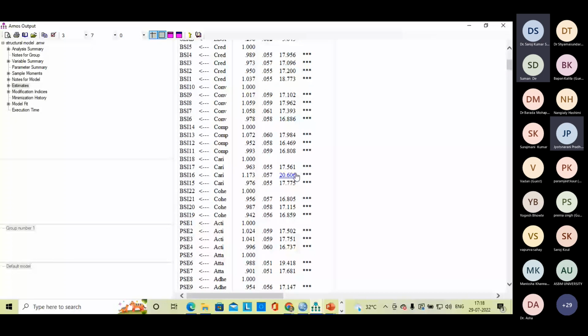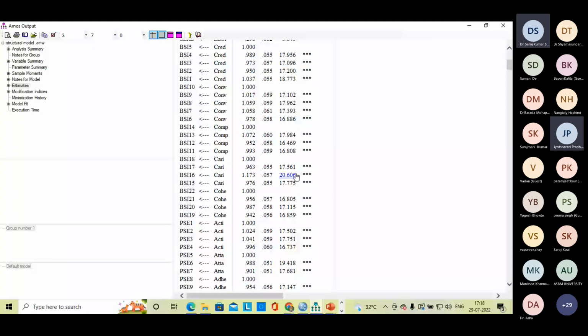The last important term is model fitting, which I told you about in the very first class. The model needs to fit the data so that you can say your proposed model is confirmed. The model must fit the data that you have collected through a questionnaire or interview schedule, so that you can say your model is confirmed.